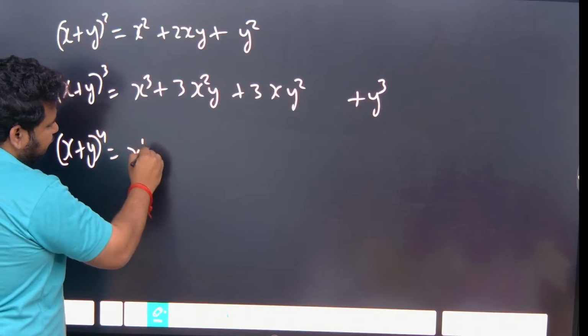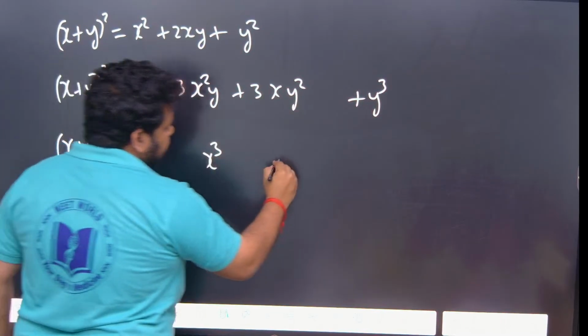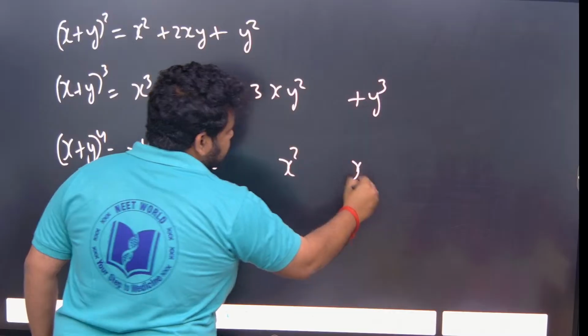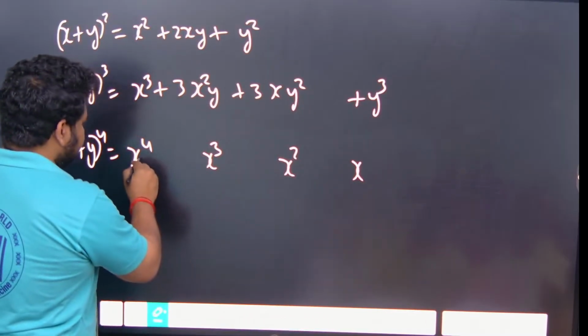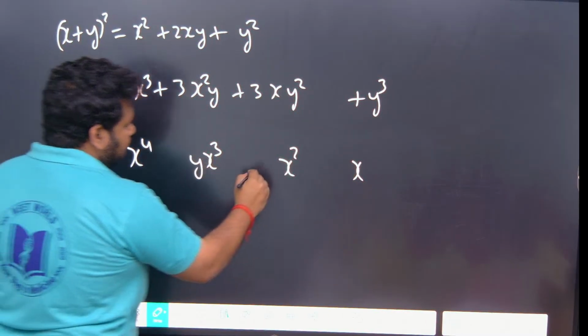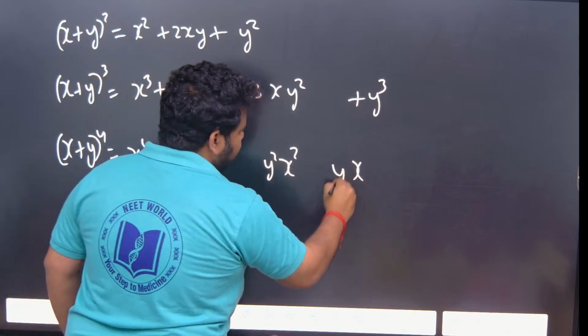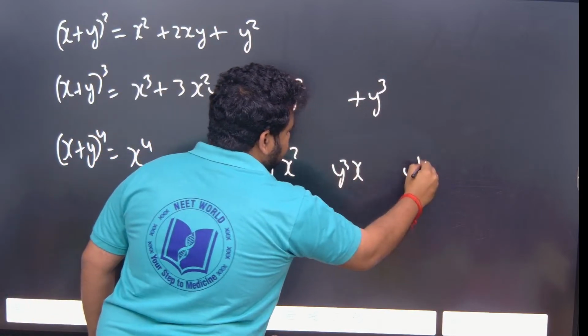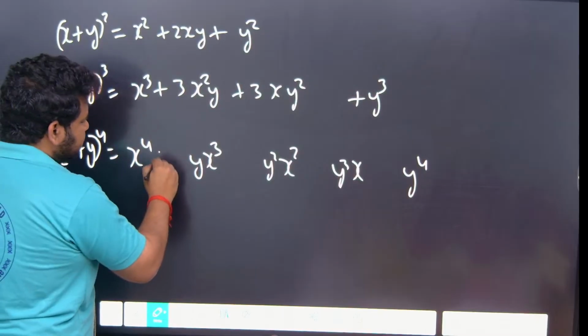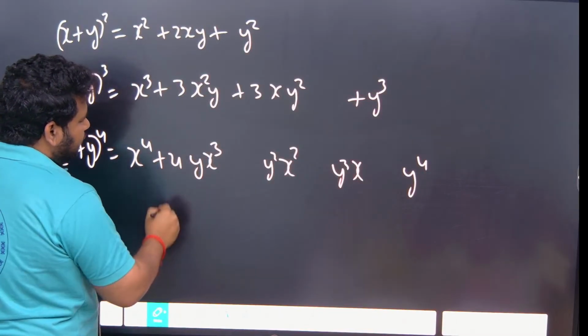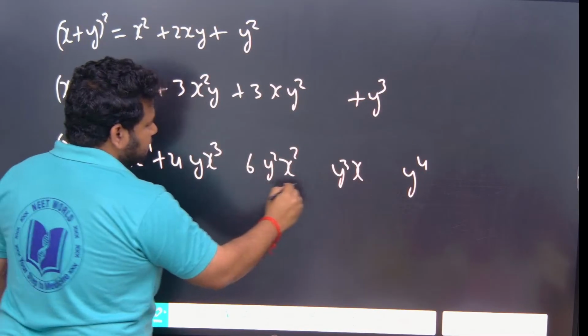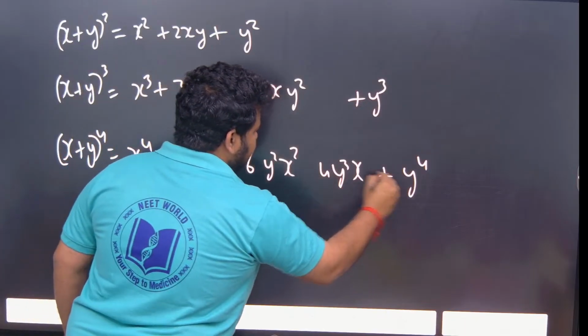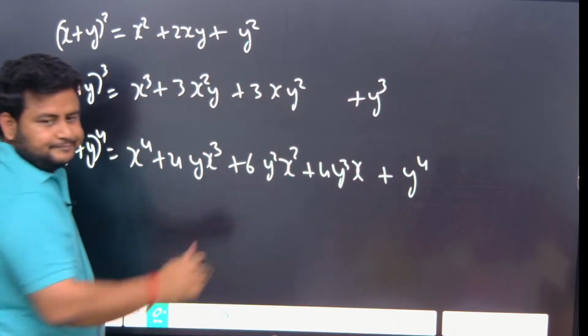This will be x power 4, x cube, x, that's all. Here y won't be there. Here it will be y square, y cube and y power 4. So the coefficients will be 1, 4, 6, 4, 1. So plus, like that. That is how you will write it.